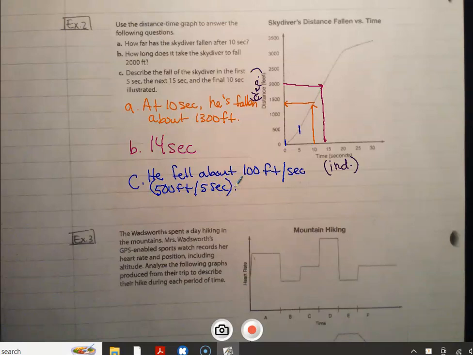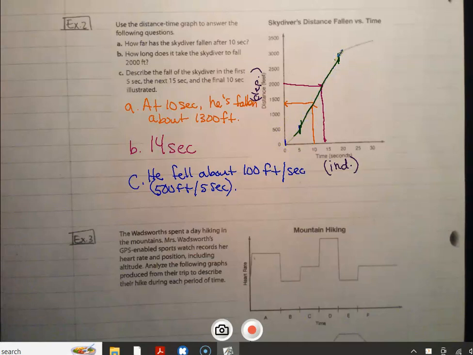Okay, then it says the next 15 seconds. All right, so let's break that down. The next 15 seconds would be from 5 to 20 seconds. What do you think about that? It looks pretty constant. If you look at that, like right here where we notched this, if you didn't notch that, it looks like there's a kind of a curve in the graph. And then it gets constant.